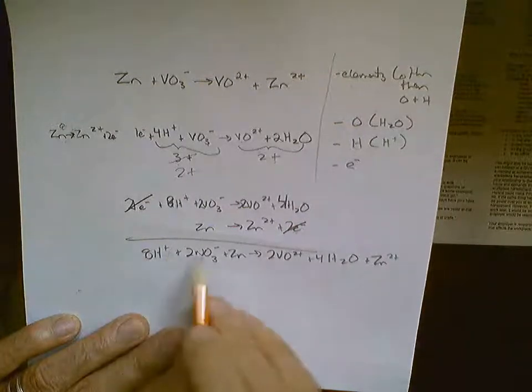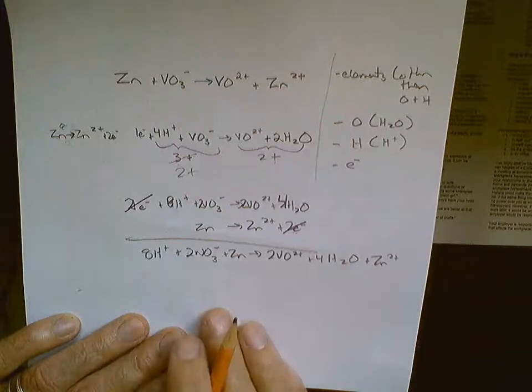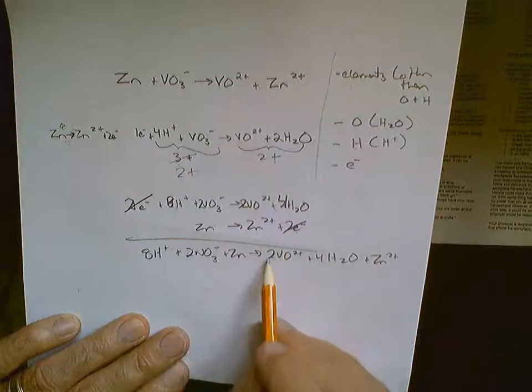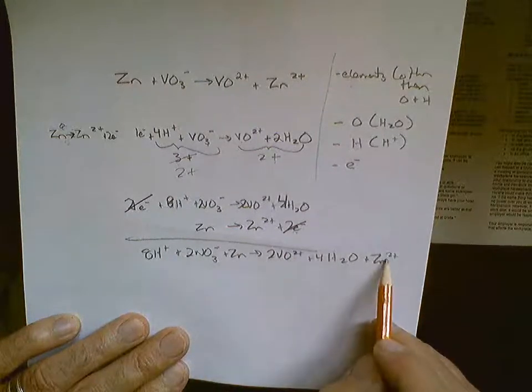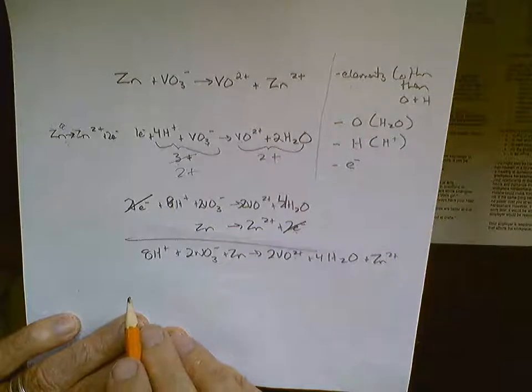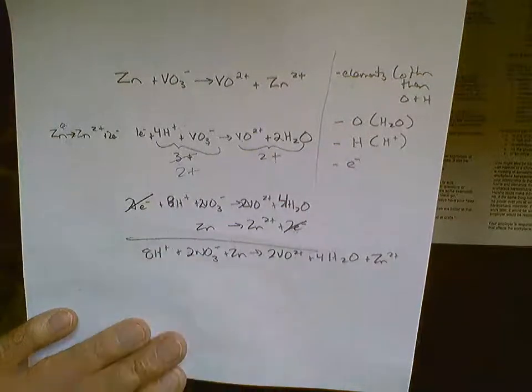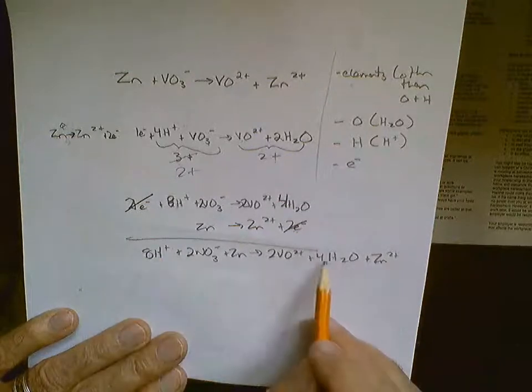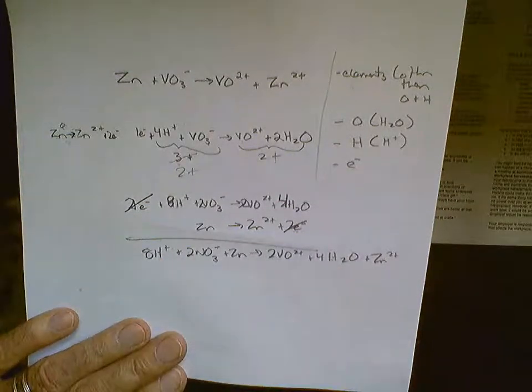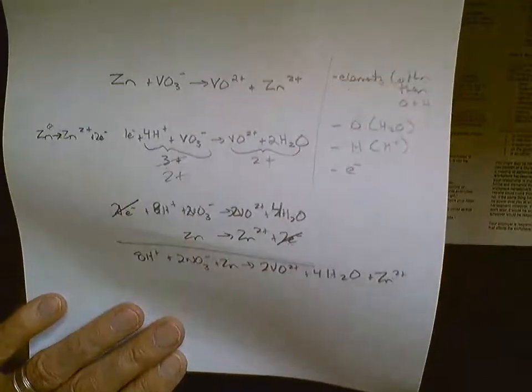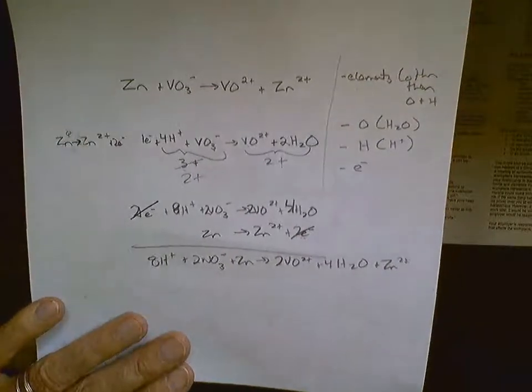Okay, my quick check that I do is to see that my charges are balanced. I've got 8 plus and 2 minus, that's 6 plus over here. Here I have 2 times 2 is 4 plus 2 plus is 6 plus. I get lazy. As long as I find that, I might do one of my elements like 8 hydrogens here, 8 hydrogens here. If I find a couple things are balanced, I'm good to go.